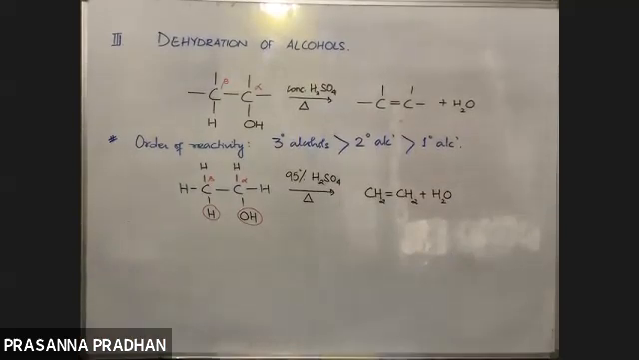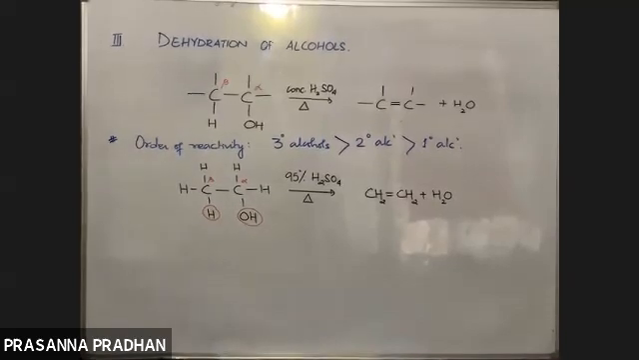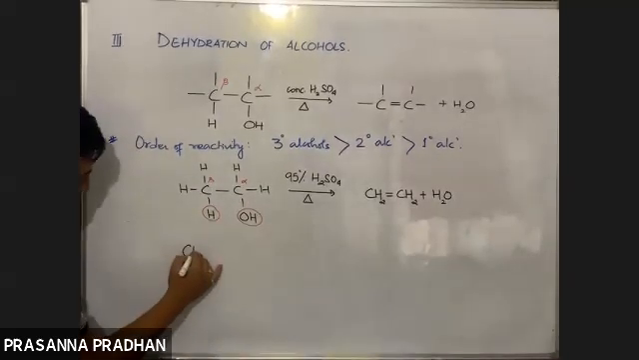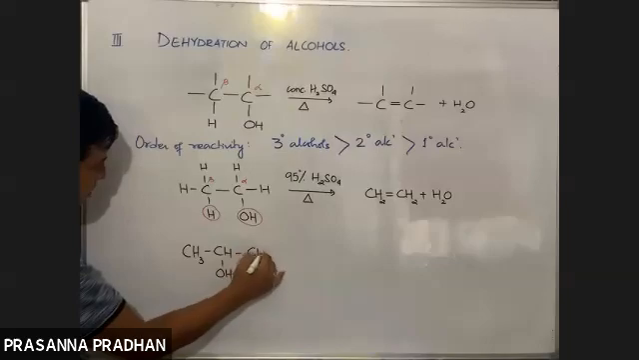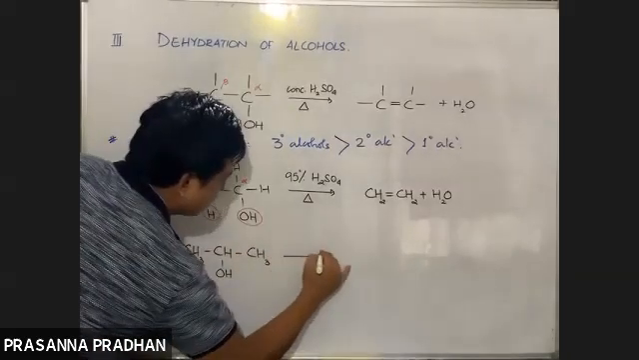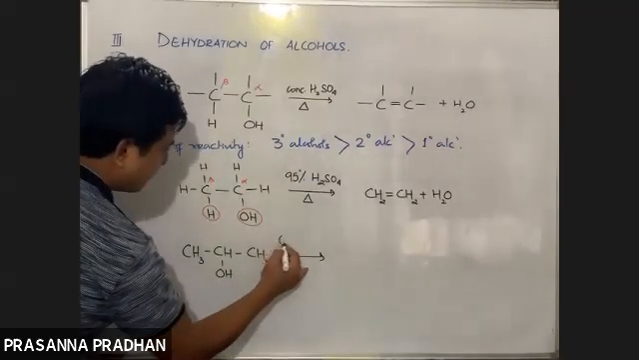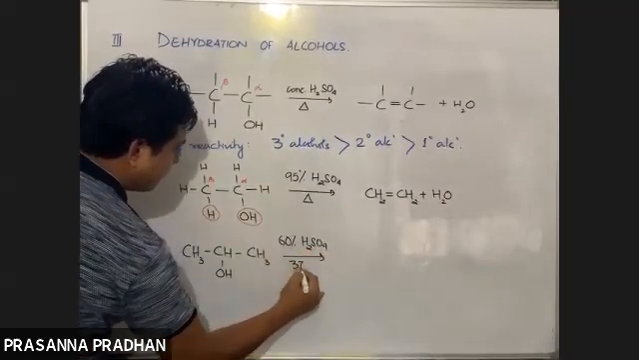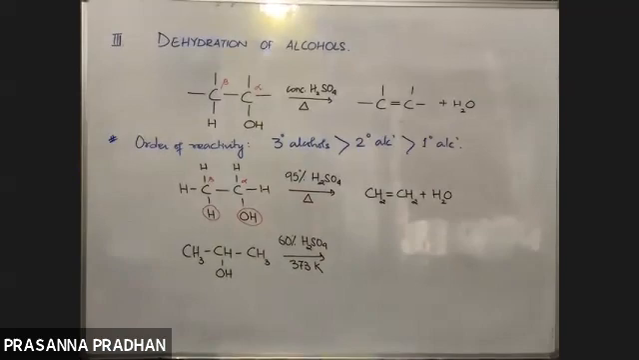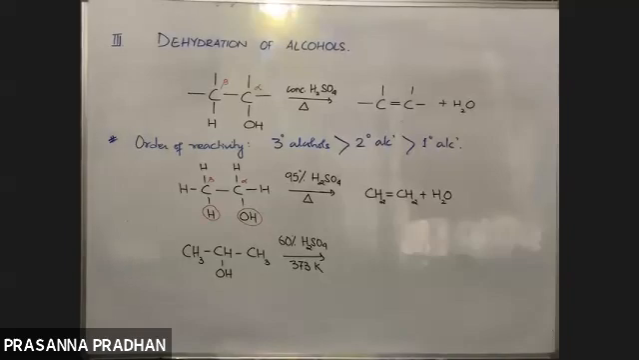Now the 2-degree alcohol. 2-degree alcohols are supposed to be more reactive, so let us see. CH3CHOHCH3. Now the condition gets much easier. Instead of concentrated sulfuric acid, we can use 60% sulfuric acid at 373 Kelvin. So this is the condition.